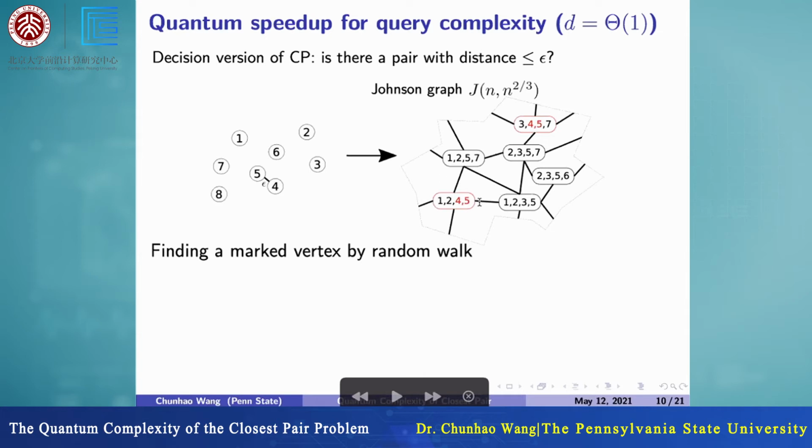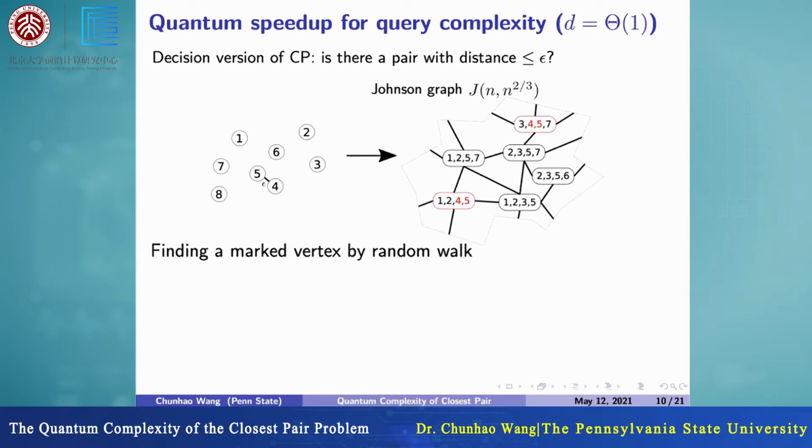Two vertices are connected if and only if they differ by exactly 1 point. So for example, here, this vertex is 1, 2, 5, 7. This is 1, 2, 4, 5. So they differ by 1 point, so we connect them, and we connect other vertices in a similar manner. And this is only part of the Johnson graph. The whole Johnson graph can be very large.